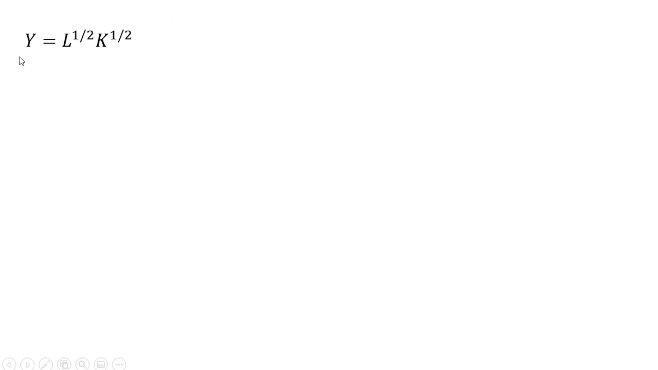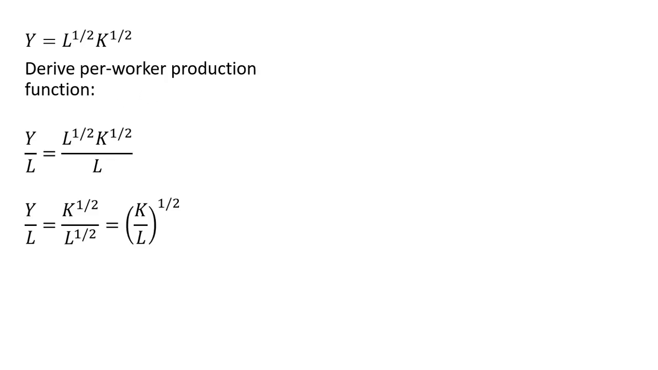So let's derive a per worker production function. Here we have this Cobb-Douglas production function, constant returns to scale, the exponents sum to 1. So we're going to derive the per worker production function. Doing that, we'll get this. L to the 1/2 divided by L leaves us just with L to the 1/2 in the denominator. And so using our lowercase letters again for per worker quantities, we have our per worker production function.